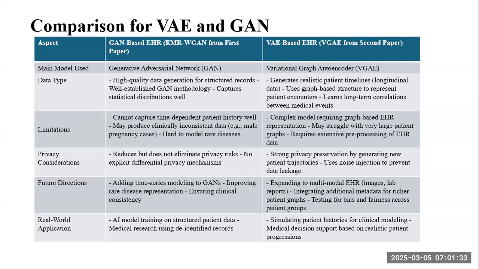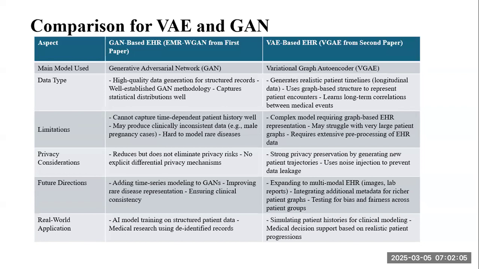So this GAN represents the structured data, and it's based on graphical data. This data type is high quality for the records, and it captures the synthetic distributions. For the variational autoencoder, it has graph-based structures, and it represents long-term correlations between medical events.